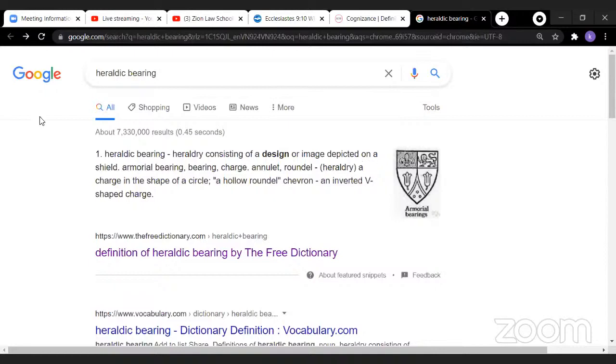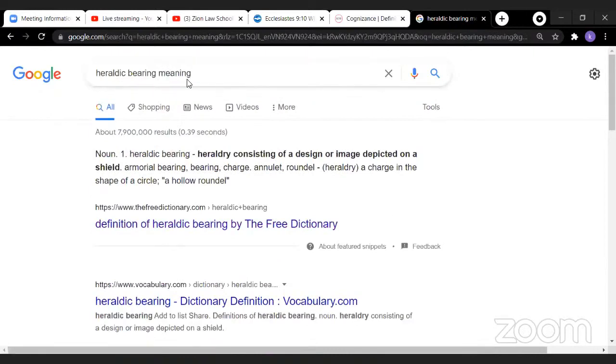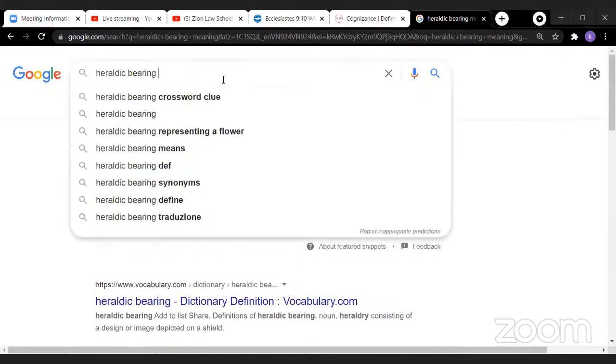What does this remind us of? It reminds you of the family shield. Yeah, the family shields. Heraldry consisting of a design or image depicted on a shield. Armorial bearing, charge, amulet, rondel. Okay, so we just looked over that, right? So family shield. It has to do with nobility. I'm trying to find a better definition. Let me look for nobility.